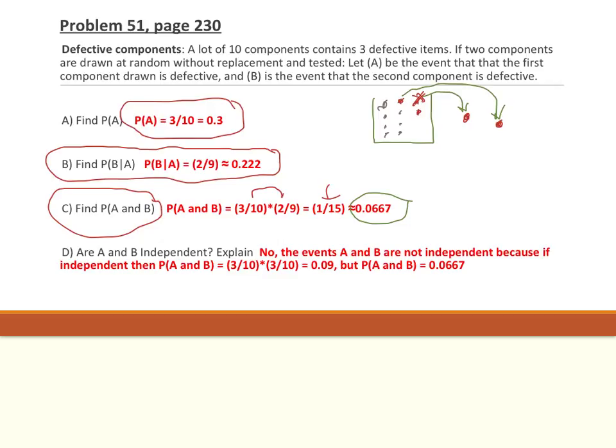Then part D is, are A and B independent? Well, no, they're conditional, obviously. But we could go through and show you that, in fact, they are not independent, because if they were independent, then we would get the probability of 0.09. But when we did probability of A and B, we got 0.0667. So these were a conditional scenario, a conditional event.